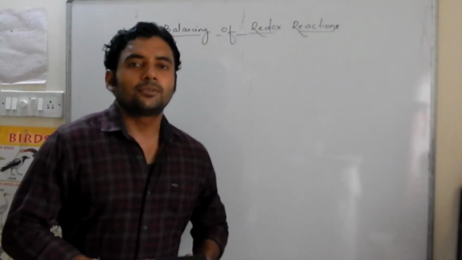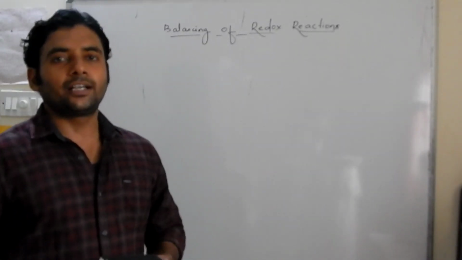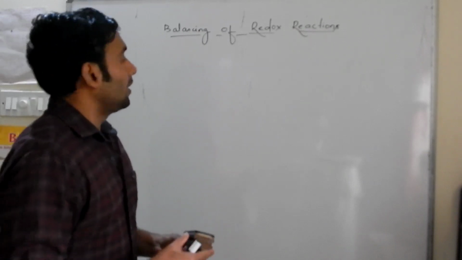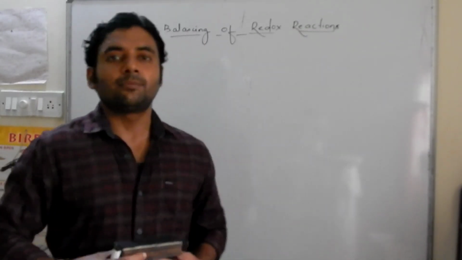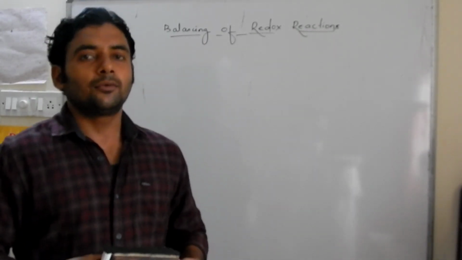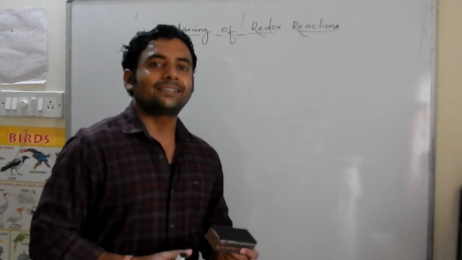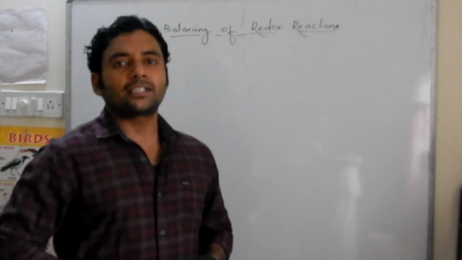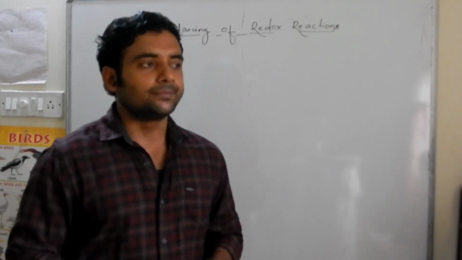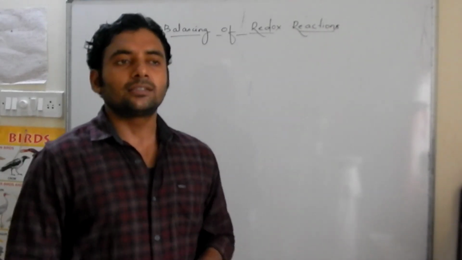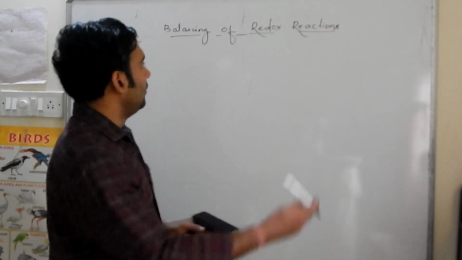Dear students, today we'll discuss the balancing of redox reactions. There are two methods by which we can balance the redox reactions. One is the oxidation number method, and the second one is the half reaction method or ion electron method. So first of all, we'll discuss the oxidation number method.